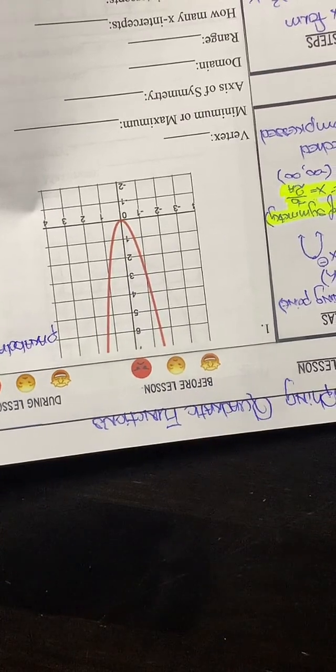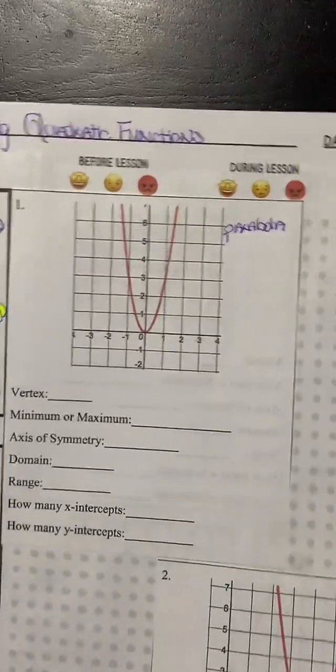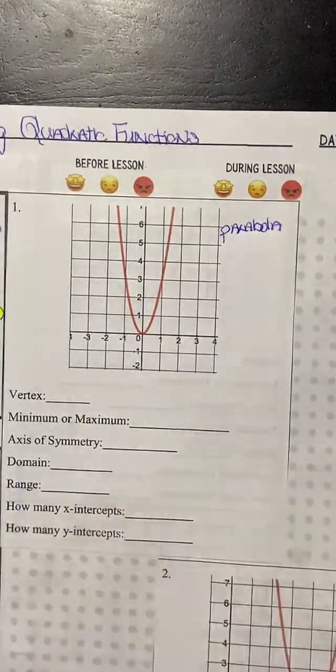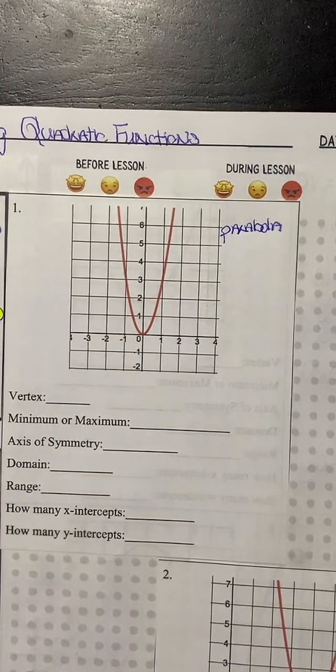Okay? When it opens up like a cup, it's positive. Think like you're smiling, right? When it opens up like a cup, it's like a smiley face. Little creepy smiley face, but still a smiley face nonetheless. But when it opens down like a frown, okay? Really sad. Like mega sad.